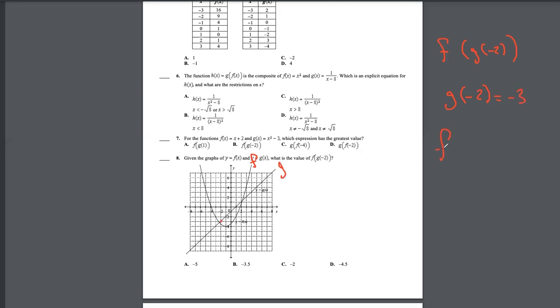Now this becomes f, this function here. G of negative 2, we already found it's negative 3. So we just find f of negative 3. Now you go to the negative 3 right here and you interpolate, and you get this right here, because that's the f. So f of negative 3 will be negative 2.